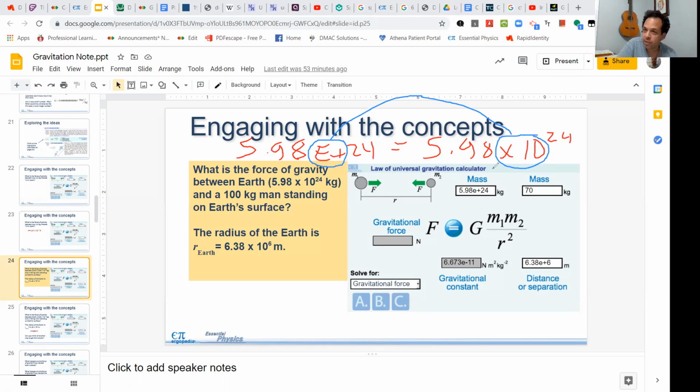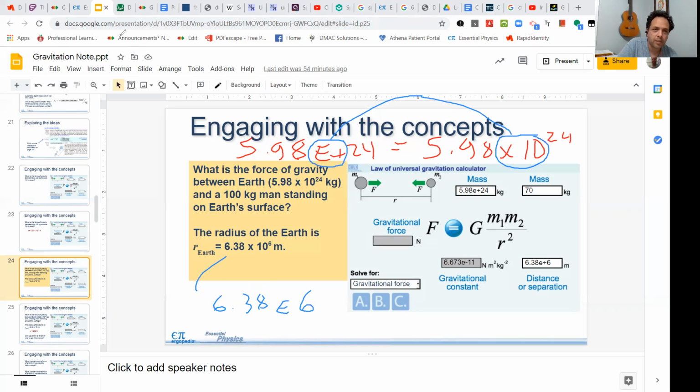So whenever you see scientific notation, like this one, 6.38 times 10 to the 6, this is going to be 6.38 E6. So those are the same. That's how you have to enter these here.